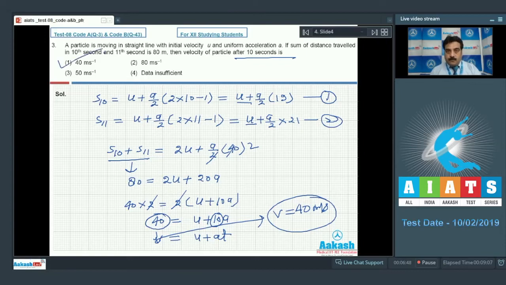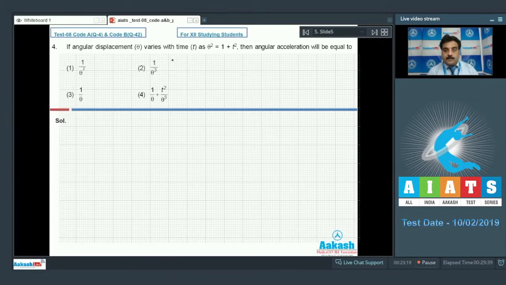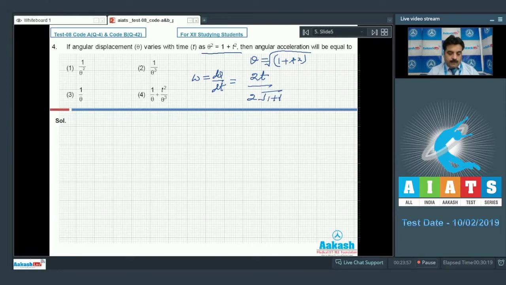Let's move on to question number 4. In question number 4, if angular displacement theta varies with time as theta = root of (1 + t square), then angular acceleration will be equal to. So first I will differentiate, and I will get angular velocity, d theta over dt. When you differentiate, you will get 2t, because I am going to write the equation just like this, 1 plus t square under the root, and now I am going to differentiate. Okay, d theta over dt will be 2t upon 2 root of 1 plus t square. 2 will cancel, so you will get t upon root of 1 plus t square.